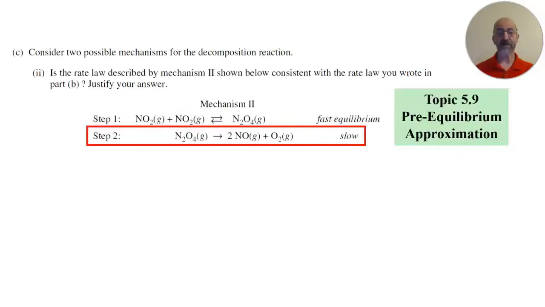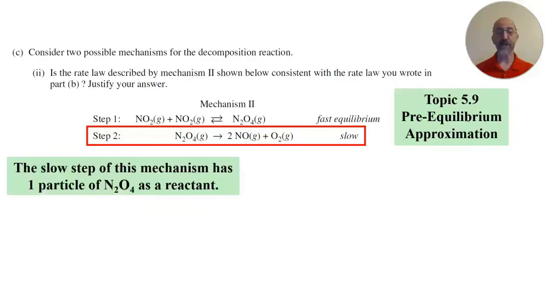Now, the next part for topic 5.9, pre-equilibrium approximation, is that mechanism in which step 1 is a fast equilibrium, and then step 2 is the slow step. So I'm going to use that substitution procedure that I showed you in question 4 of this packet. So the slow step of this mechanism has 1 particle of N2O4 as a reactant. So this is my rate law. Rate equals the rate constant K times the concentration of N2O4.